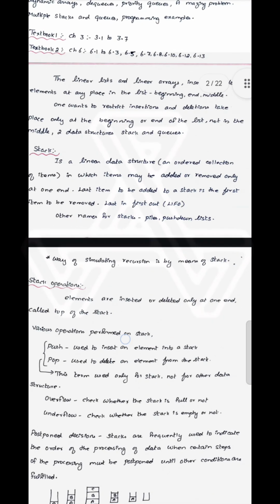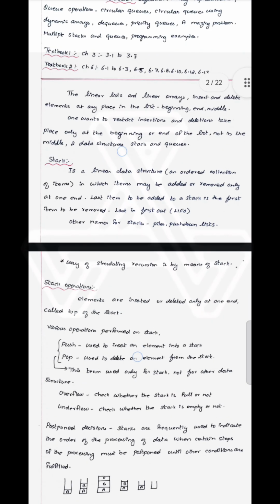In a linear array, we can insert and delete elements at any place in the list, at the beginning and in the middle. But sometimes one wants to restrict insertion and deletion so that they take place only at the beginning or the end of the list, not in the middle. Two data structures of this kind are stacks and queues.